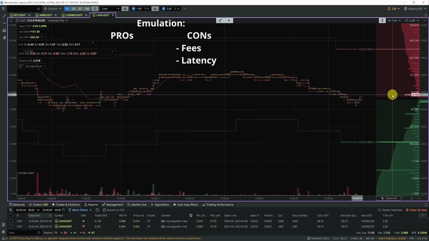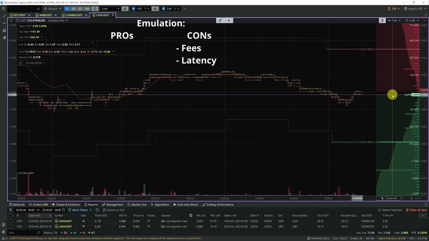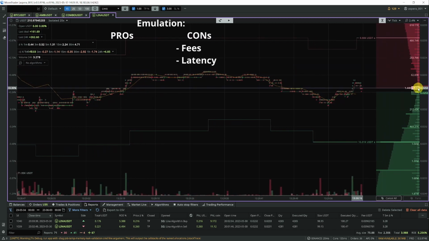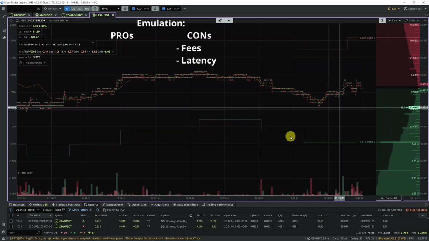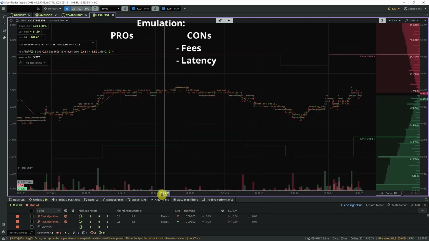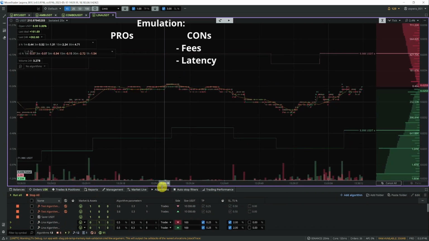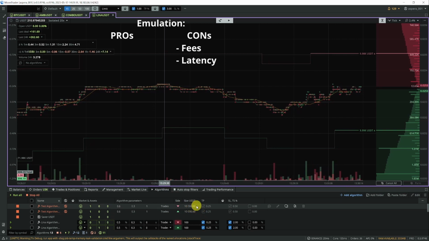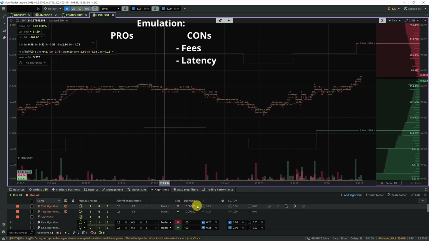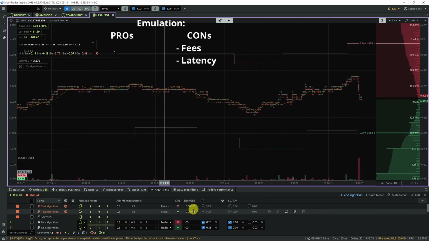Another thing I was thinking about is whether emulation takes into account the size of the order book. So to test that theory, I made my algorithm with an outrageous order size. Right here you see 10,000, I put 50,000 in here and try to see what happens.